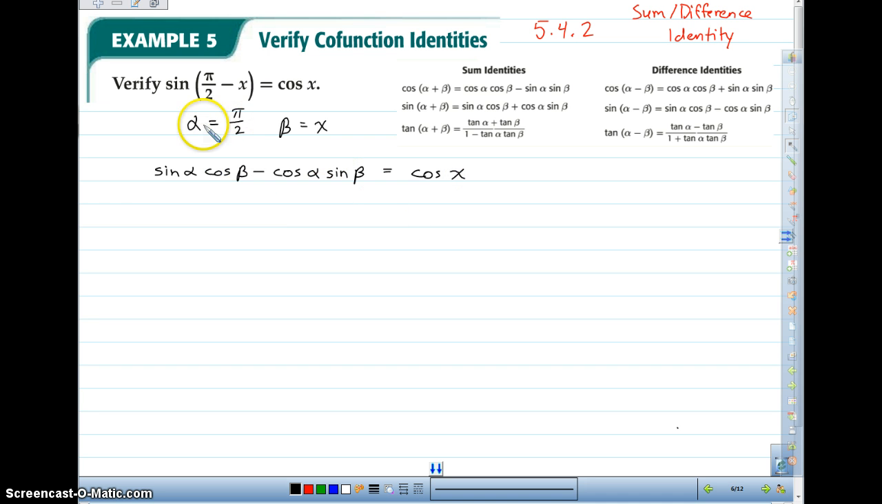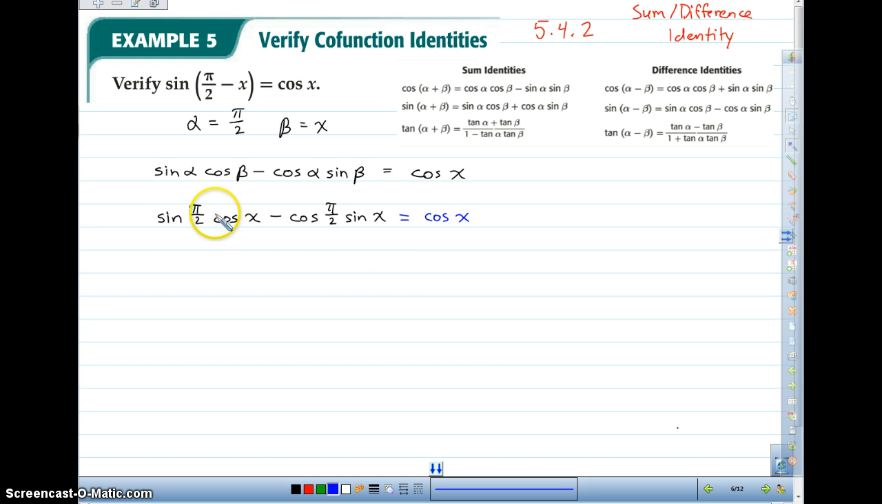So when we do replacement, alpha is pi over 2, so this is the sine of pi over 2, times the cosine of beta, that's the cosine of x, minus the cosine of alpha, that's the cosine of pi over 2, times the sine of beta, which is just the sine of x. Okay, and we're just trying to prove that this is equal to the cosine of x.